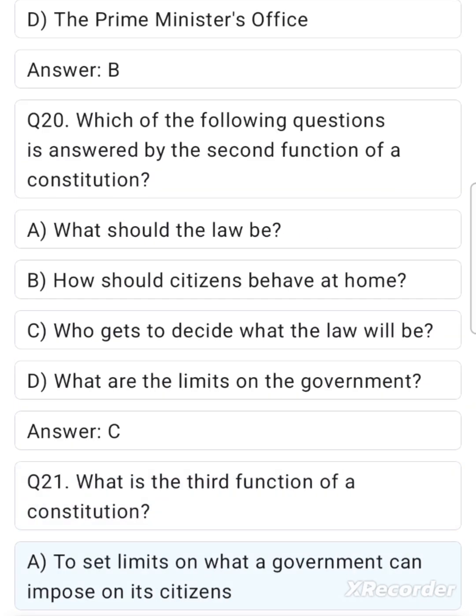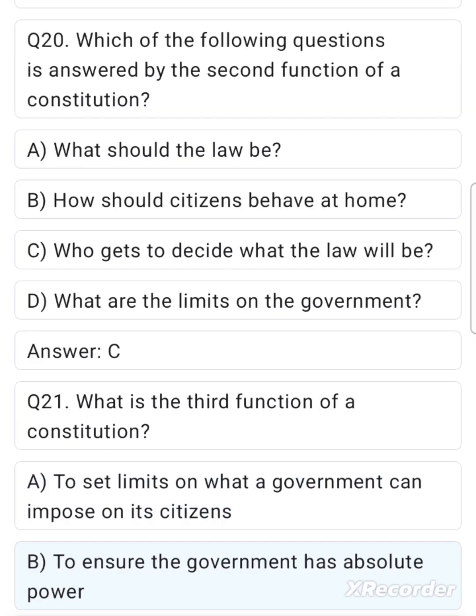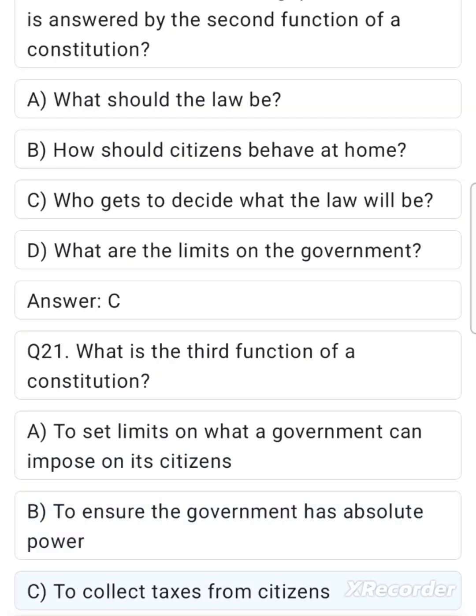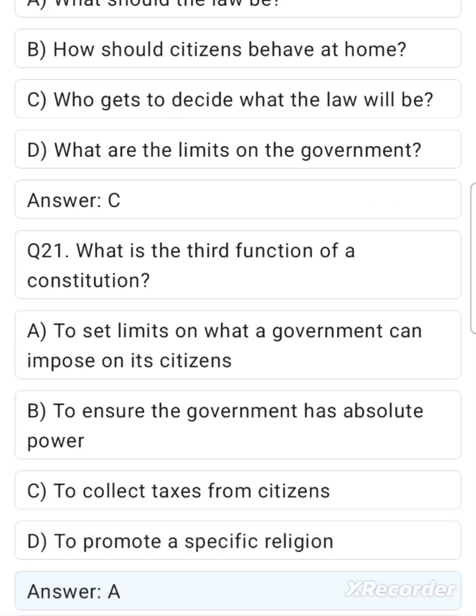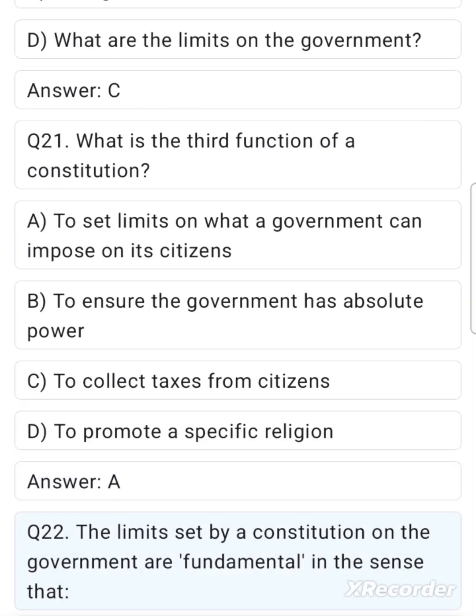Q21. What is the third function of a constitution? A. To set limits on what a government can impose on its citizens. B. To ensure the government has absolute power. C. To collect taxes from citizens. D. To promote a specific religion. Answer. A.